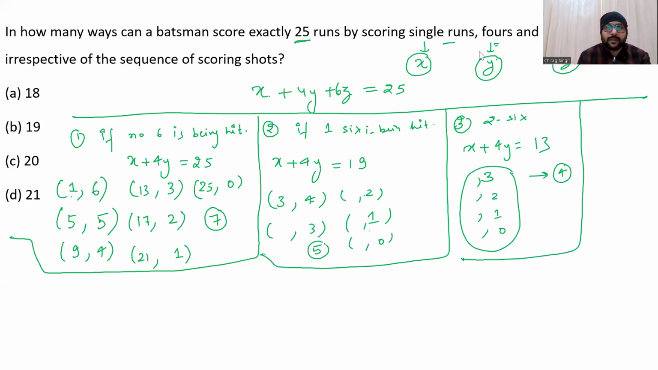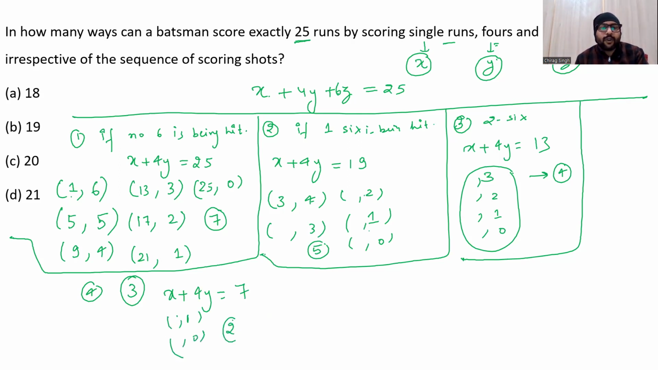Similarly, fourth case में क्या बना सकता हूँ? Fourth case would be, let's say I have hit 3 sixes. So if I have hit 3 sixes, तो क्या होगा उस केस में मेरे साथ? 6 threes are 18. Remaining runs will be x plus 4y is equal to कितना हो जाएगा? 7. ठीक है ना? 25 minus 18, 7. In this case, I can hit only at max 1 boundary. ठीक है? Or I can hit 0 boundary. So 2 cases from here.